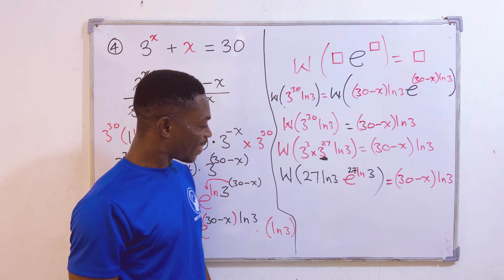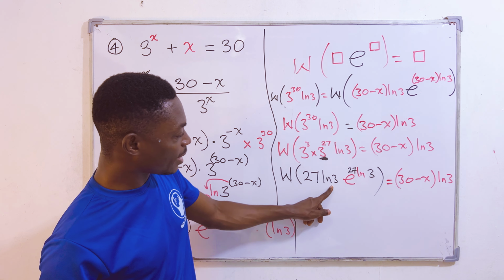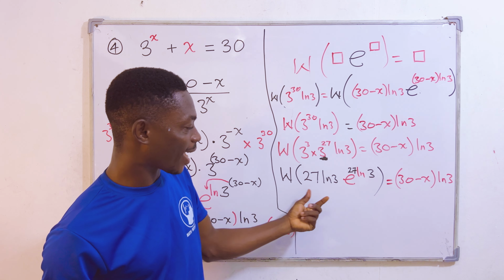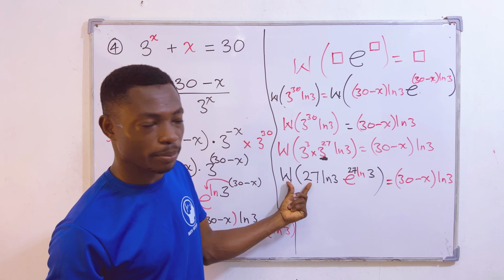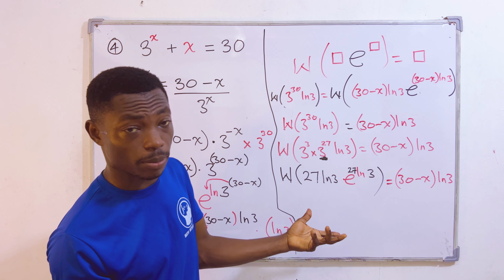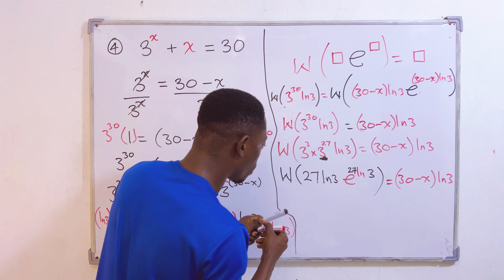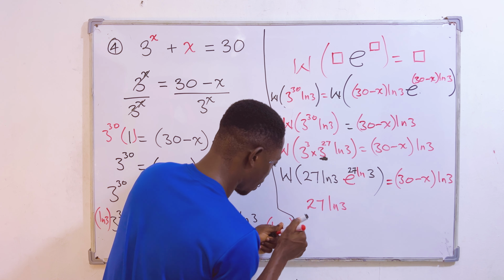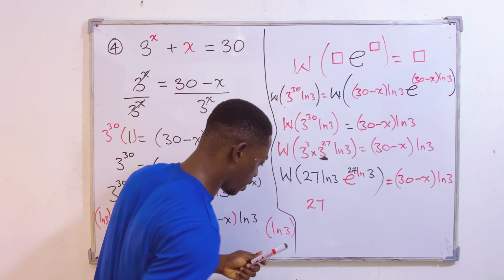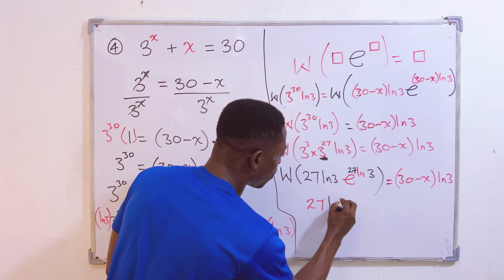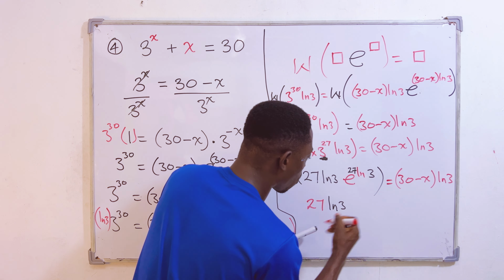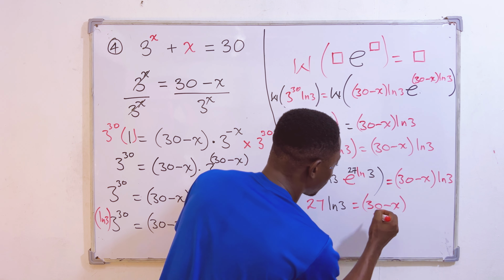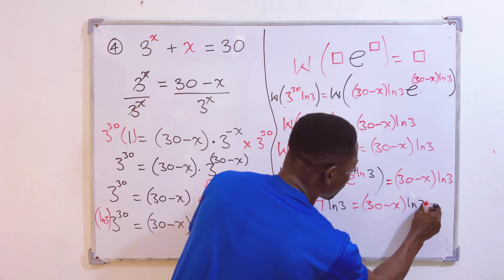There we go. Now look at that. What is here is the exact same as what is here. Therefore, I can get rid of the W by writing one of these because they are the same at the moment, right? So this time I'm going to be getting 27 ln of 3. Now let me change this one to the black one so that it will be obvious. 27 ln of 3, and this is equal to 30 minus x. Then we have ln of 3.